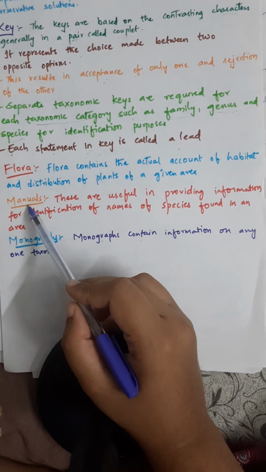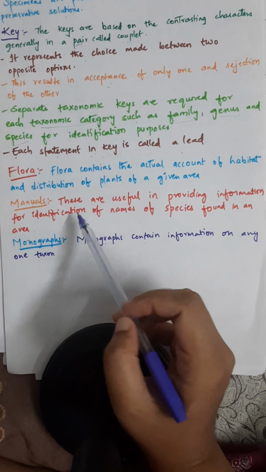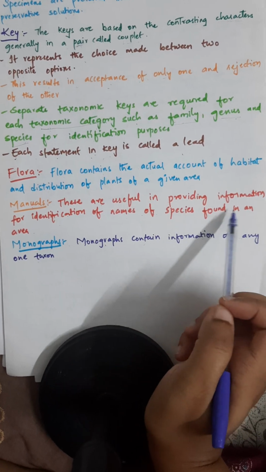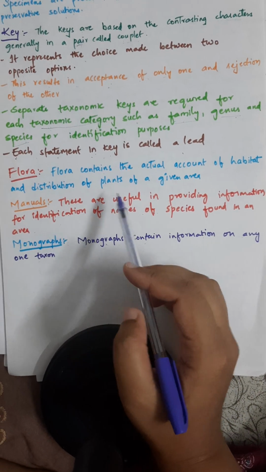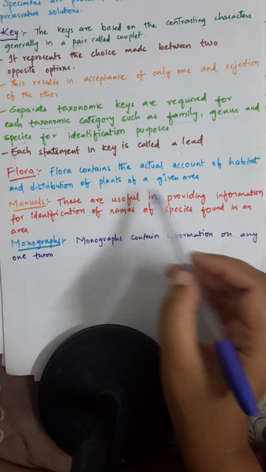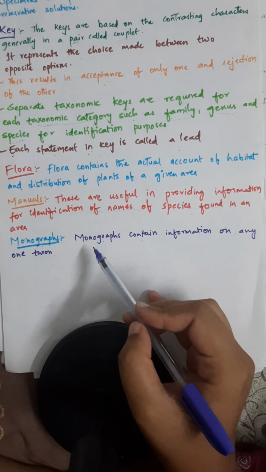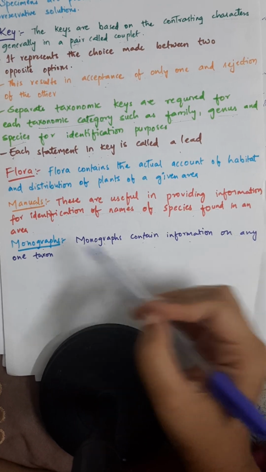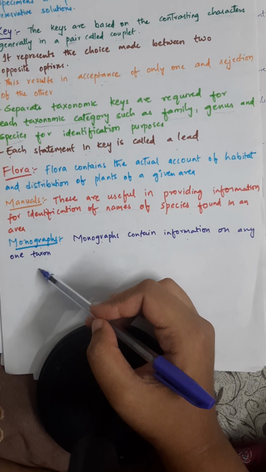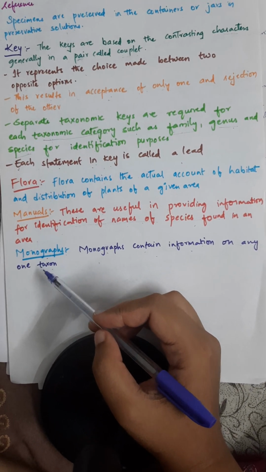Then manuals, what are the manuals? These are useful in providing information for identification of names of species found in an area. For the identification of the names of the species in a particular area, manuals are there. Then monographs, what are monographs? Monographs contain information on any one taxon. In any taxon, these monographs contain the information.